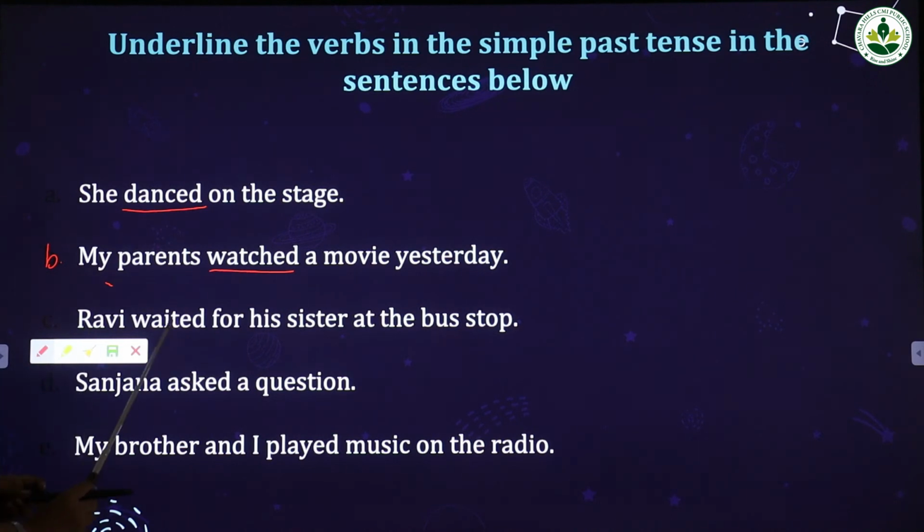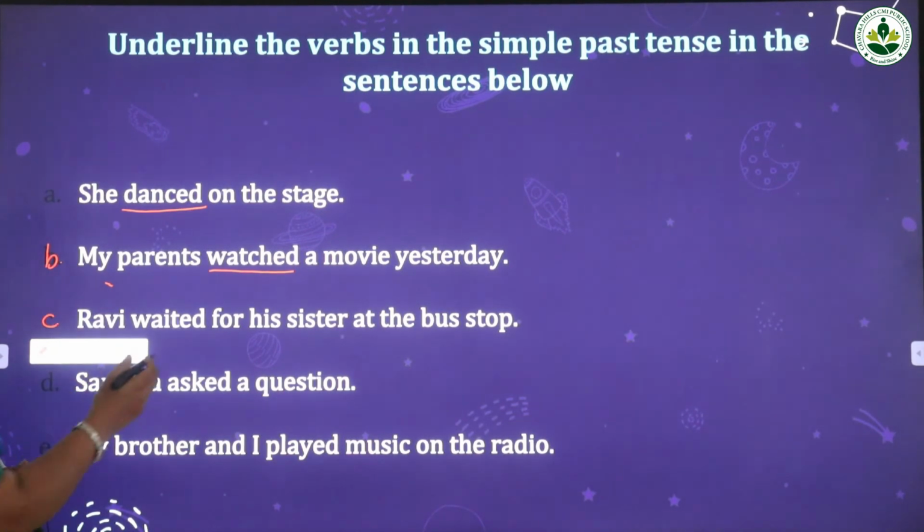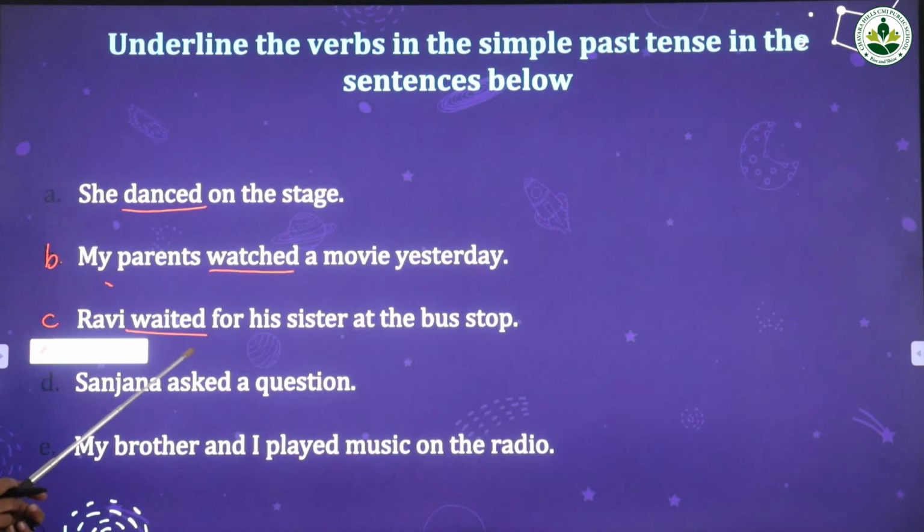Then, Ravi waited for his sister at the bus stop. So the verb is wait and its past form is waited. Like this, the rest of the two questions you have to do in your textbook. The question is: underline the verbs in the simple past tense in the sentences below. So in the first sentence the simple past form of the verb is danced, in the second sentence it is watched, and in the third sentence it is waited.